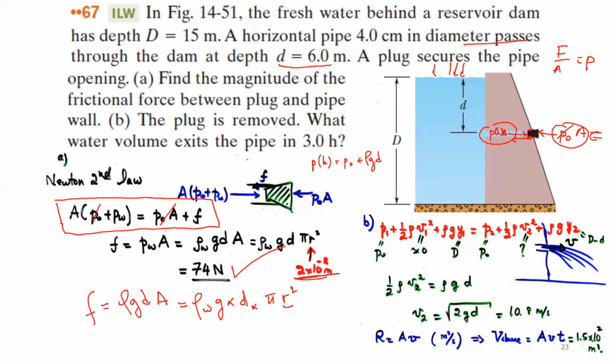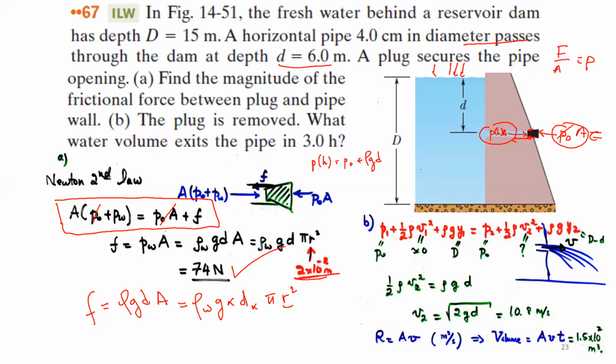Now, what's the second question? The second question is, when I remove the plug, what is the volume of water exiting the pipe in 3 hours? First, I have to find what is the speed of the water exiting. So at which rate the water is getting out. Okay, what's the volume of water getting out per unit time?